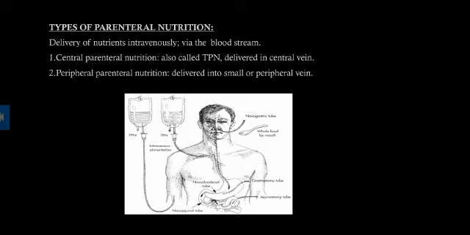There are two types of parenteral nutrition, which is the delivery of nutrients intravenously via the bloodstream. It can be done in two ways. Number one, central parenteral nutrition, also called TPN, delivered in a central vein. Number two, peripheral parenteral nutrition, delivered into a small or peripheral vein, as we can see in this diagram.